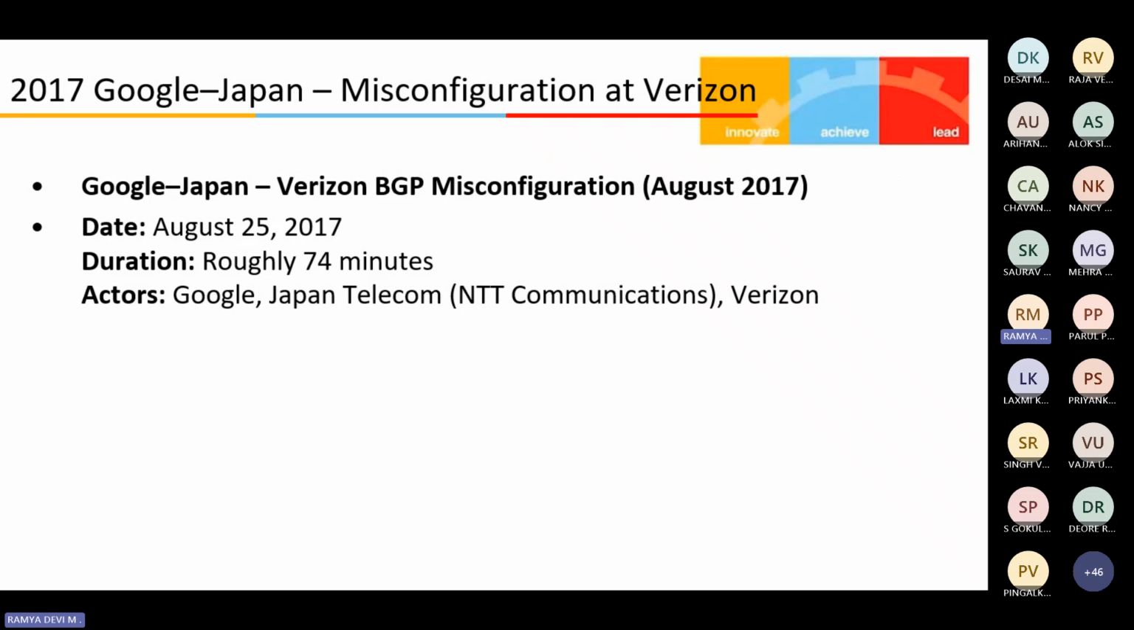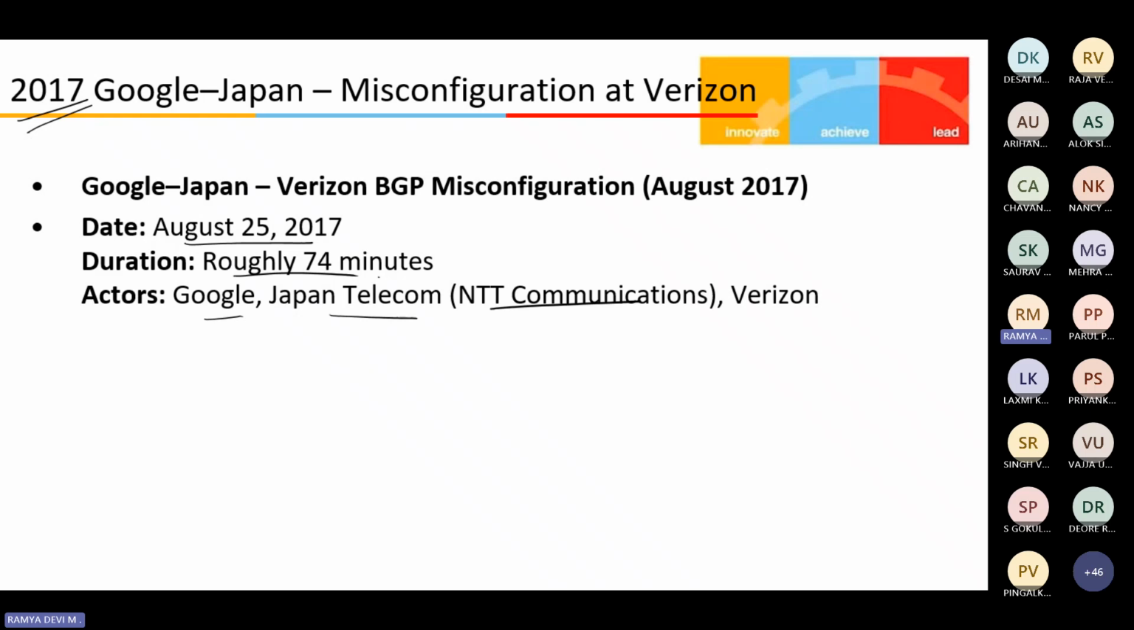So if you want to examine the one which happened in 2017, this lasted roughly around 74 minutes. The actors were Google and a telecom. Due to a BGP routing error at Verizon, incorrect routes were given for Google service. Everything was advertised. So these routes were accepted and propagated by Japanese internet service providers, even including NTT Communications.